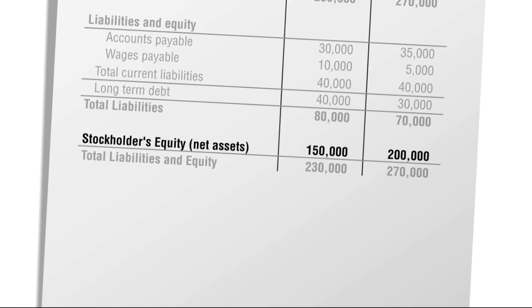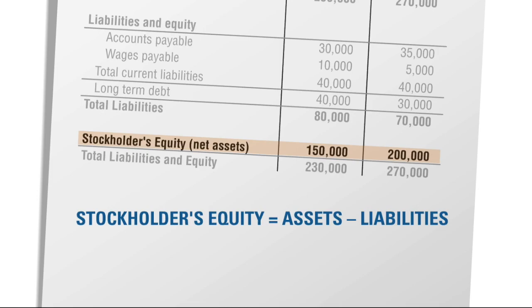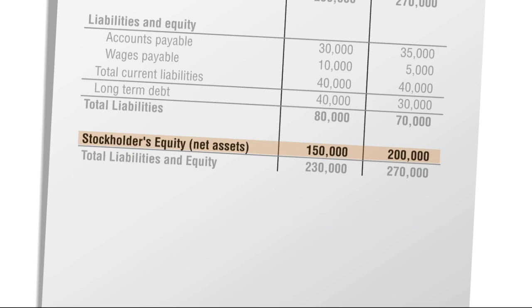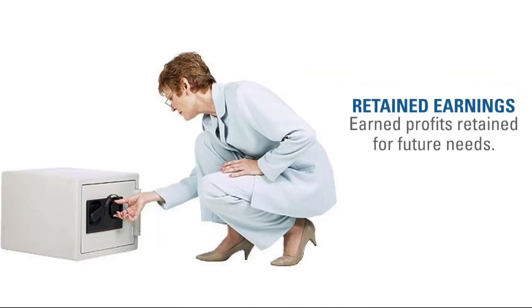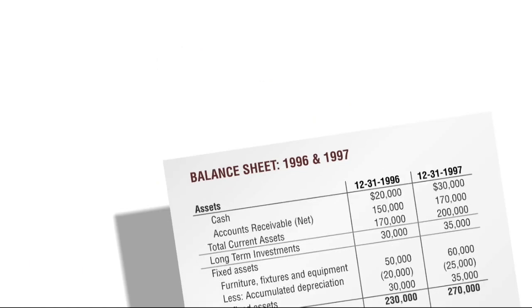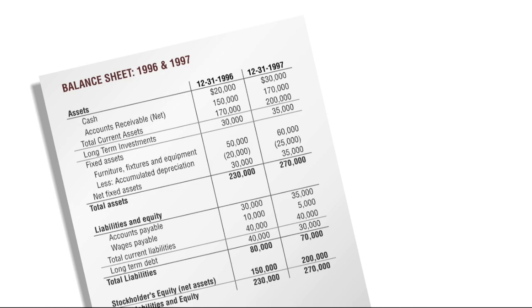Another important item you'll see on a balance sheet is stockholders' equity. Stockholders' equity is the difference between assets and liabilities and consists of contributed capital and retained earnings. Contributed capital is the amount of money invested in the practice by a shareholder to fund its capital requirements. This would occur at the startup or any time that retained earnings are insufficient to meet the ongoing capital requirements of the practice. Retained earnings are profits previously earned and left in the practice corporation for its future needs. Few practices retain earnings.